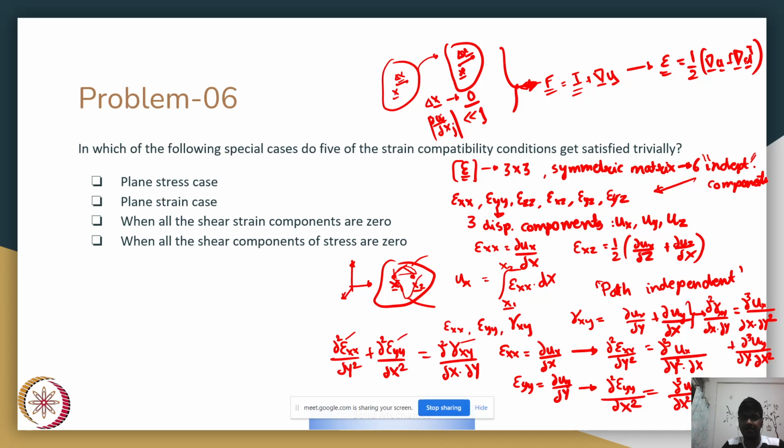Okay, so now that that is dealt with, we'll look at the problem. So we are asked, in which of the cases listed below, 5 out of the 6 strain compatibility conditions are satisfied trivially. Does anyone know the answer to this?